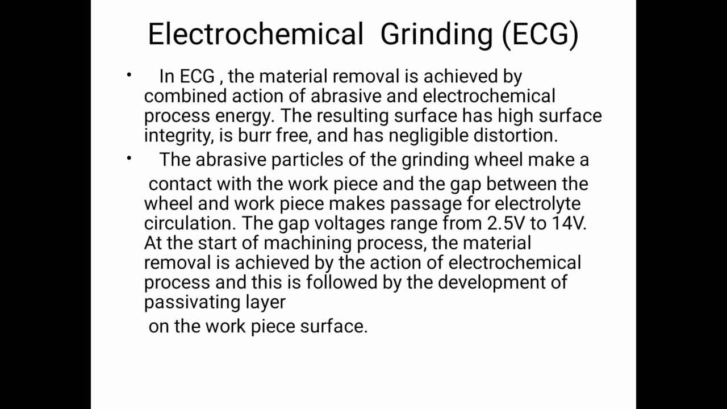The abrasive particles of the grinding wheel make contact with the workpiece, and the gap between the wheel and workpiece makes a passage for electrolyte circulation. The gap voltage ranges from 2.5 volt to 14 volt. At the start of the machining process, the material removal is achieved by the action of the electrochemical process, and this is followed by the development of a passivating layer on the surface of the workpiece.